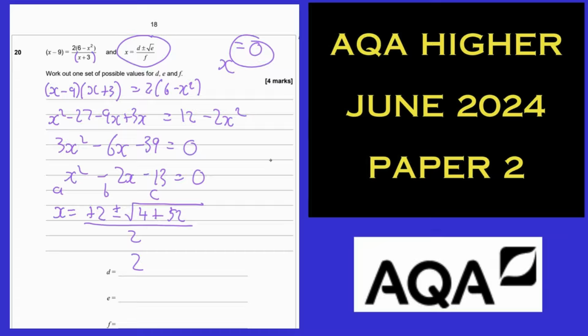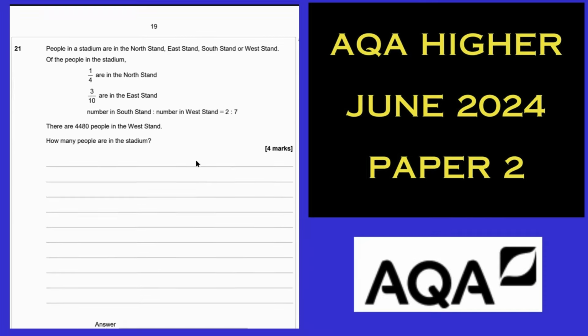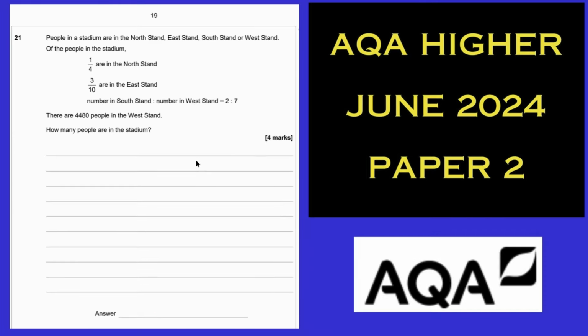The e is the bit in the radical. It's 4 plus 52. And the f is the denominator on the bottom. That's a 2. You don't need to simplify it or take it any further. That's all it wanted. Don't do more work than you need to.